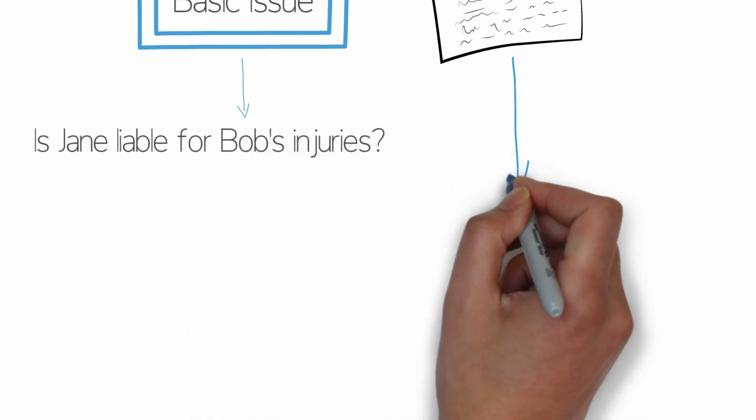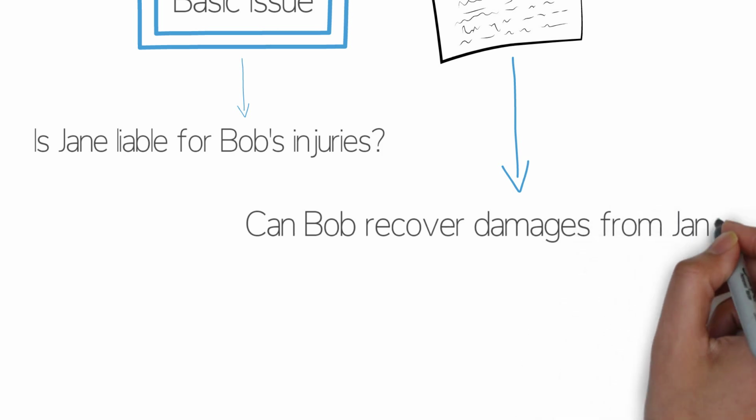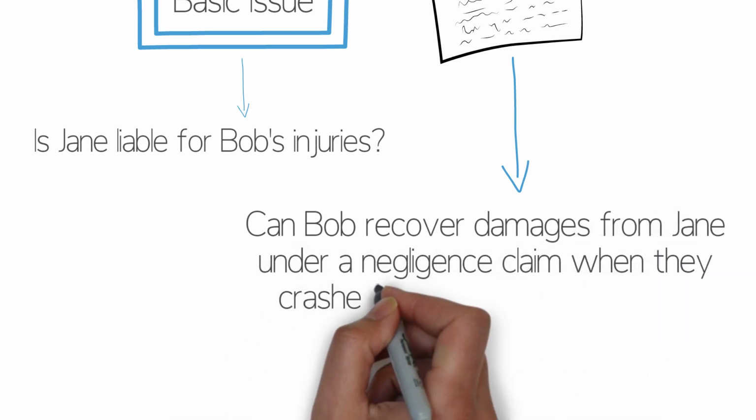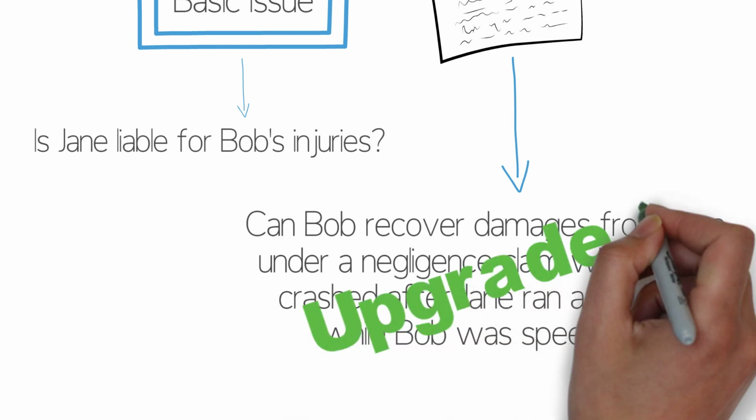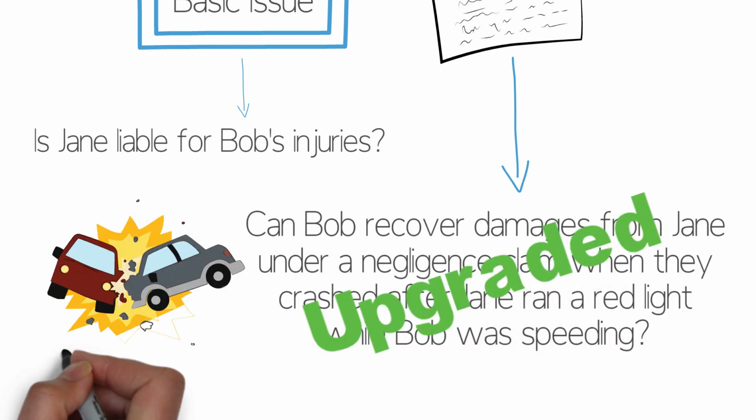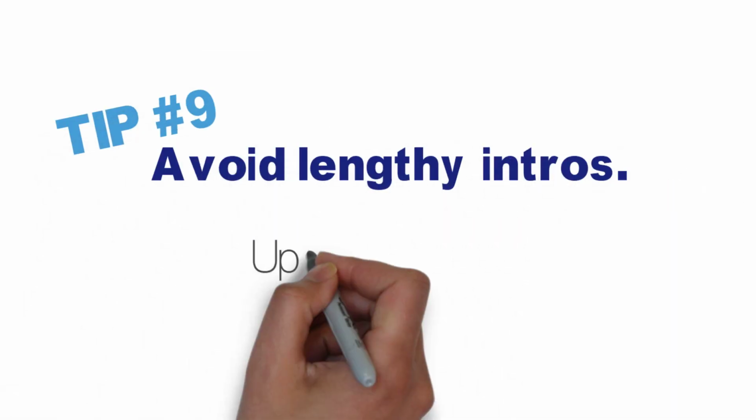Instead, say something like, "Can Bob recover damages from Jane under a negligence claim when they crashed after Jane ran a red light while Bob was speeding?" Upgraded issue statements not only give graders a good first impression, but they offer a basic outline for each UROC structure. Tip number 9, avoid lengthy intros and summaries. Your upgraded issue statements should suffice.